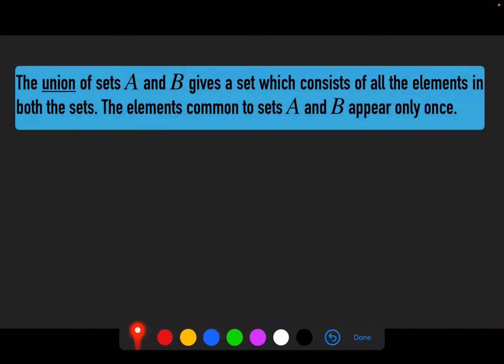Understand this clearly. What is this telling? The union of sets A and B. If you have two sets A and B, this is an operation. You need to understand that union is an operation. It is operating on A and B, and it is giving you some kind of output set. It is going to give you a set which consists of all elements in both the sets.